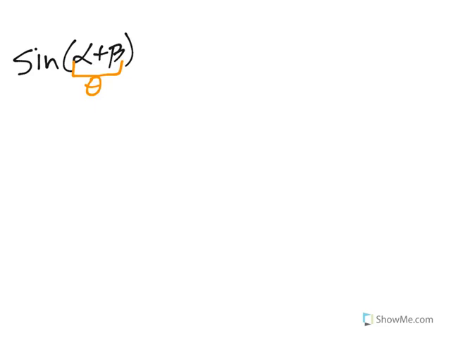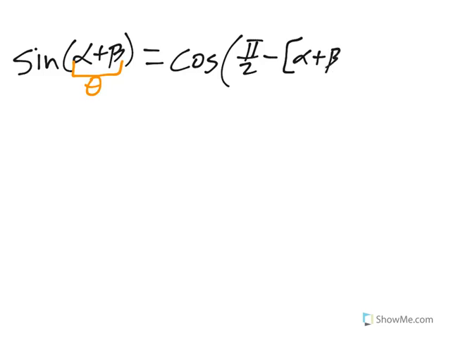We saw before that the sine of anything is the cosine of pi halves minus that thing. In this case, the angle in question is the sum of two other angles. Maybe call it theta: sine of theta is cosine of pi halves minus theta. In this case, theta is alpha plus beta, the sum of two other angles.